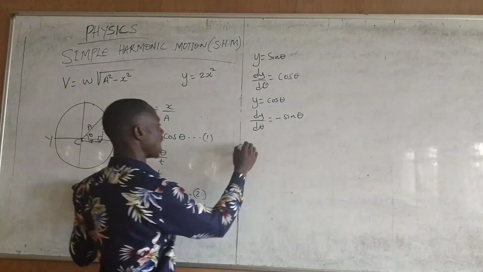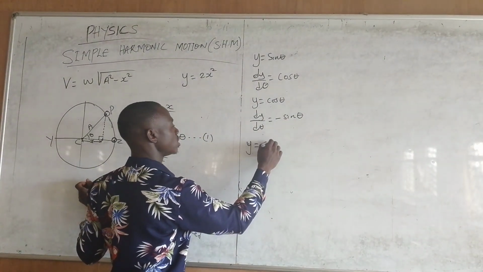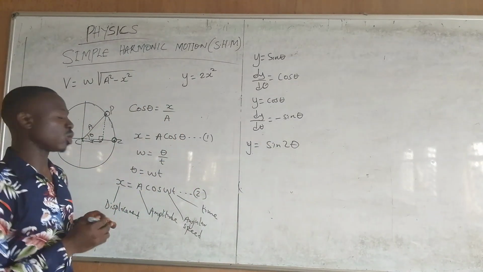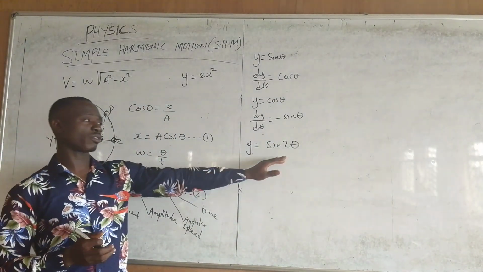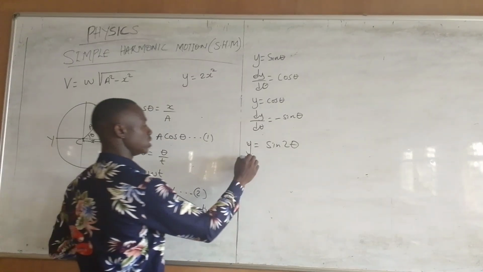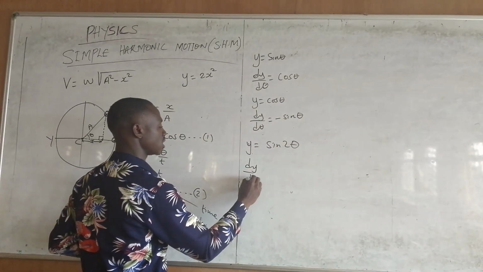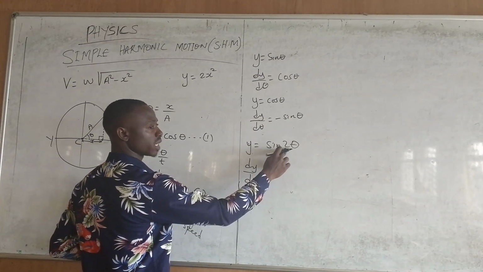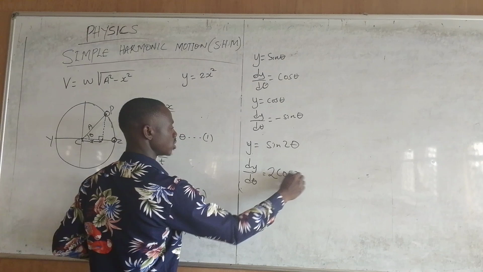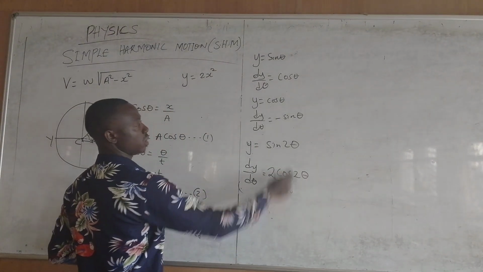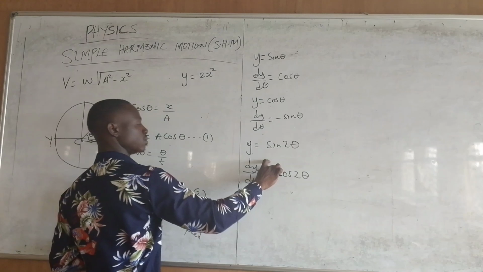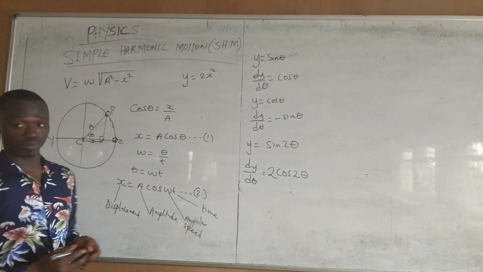But if you now have y equals sine 2 theta, I don't want to take us through this rigor, as this is not what I've come to teach. You know dy by d theta is going to be equal to 2 cos 2 theta. Almost the same thing, but what is multiplying theta has to come out and come in front.